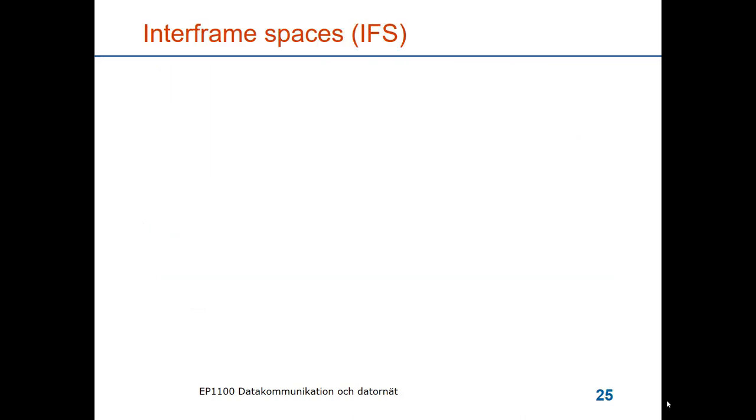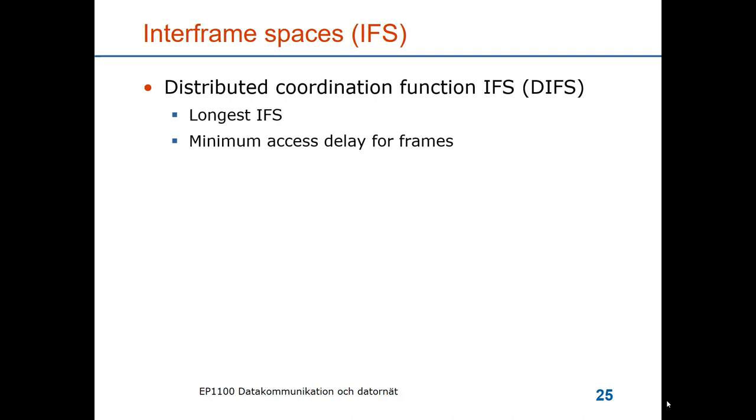CSMA-CA uses different types of spaces that are defined in the protocol. The longest of the interframe spaces is called the distributed coordination function IFS, and it's the minimum access delay that a frame would incur before it can be sent on the medium. Distributed coordination function is the name given to the CSMA-CA as it's been standardized for IEEE 802.11 wireless local area network.